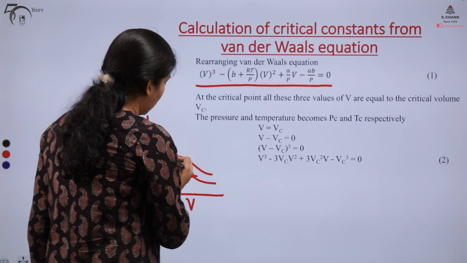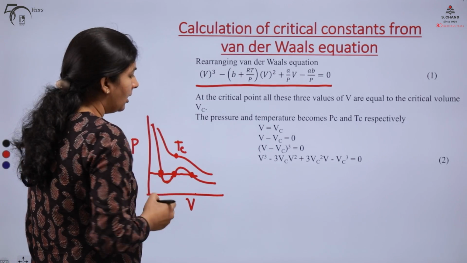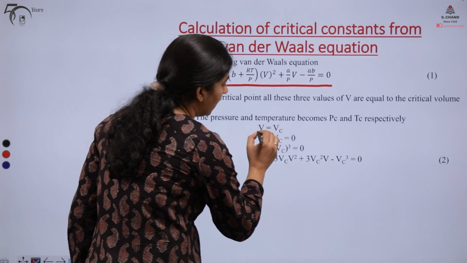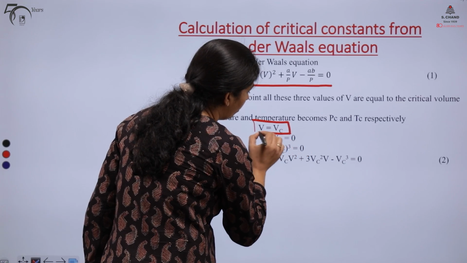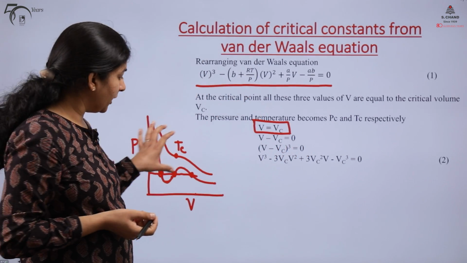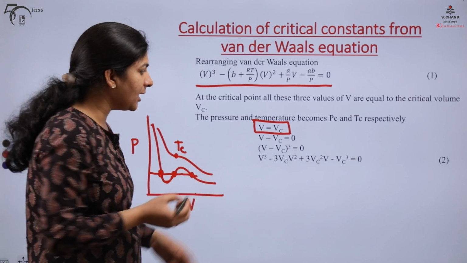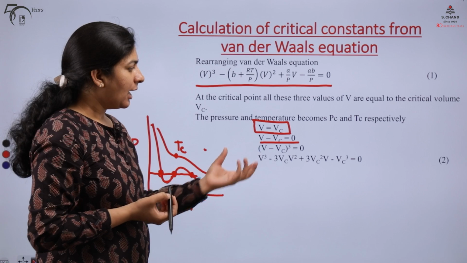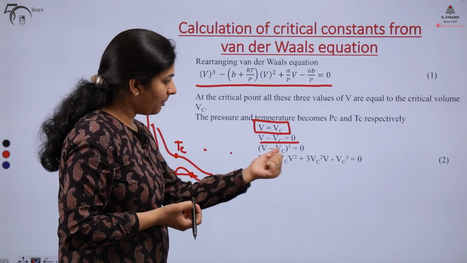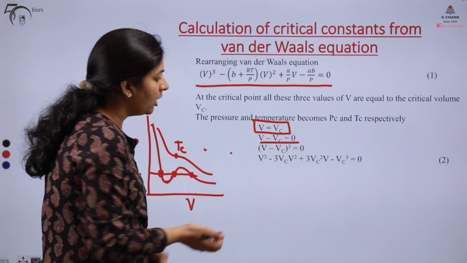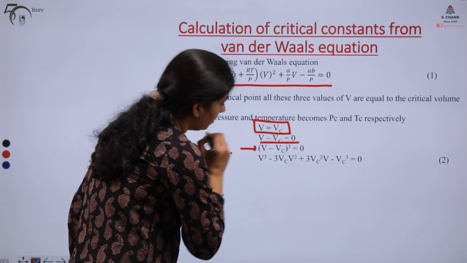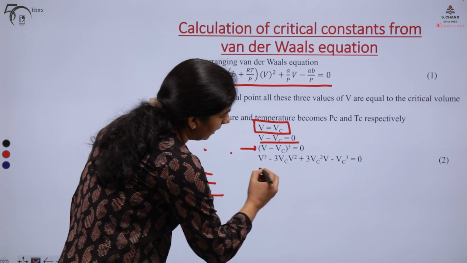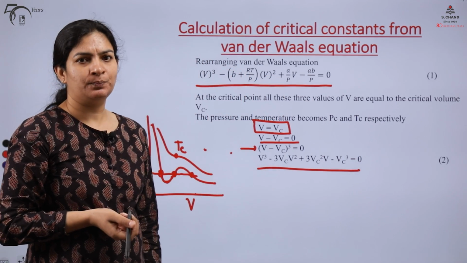So what is the meaning? This is the critical temperature. So at critical temperature, what is the volume? Volume is critical volume, so V becomes equal to Vc. Alternatively, I can write V minus Vc equal to 0. I can take the cube of it, V minus Vc whole cube equal to 0. Upon expanding this using the formula for (A minus B) whole cube, I would be getting equation number 2.